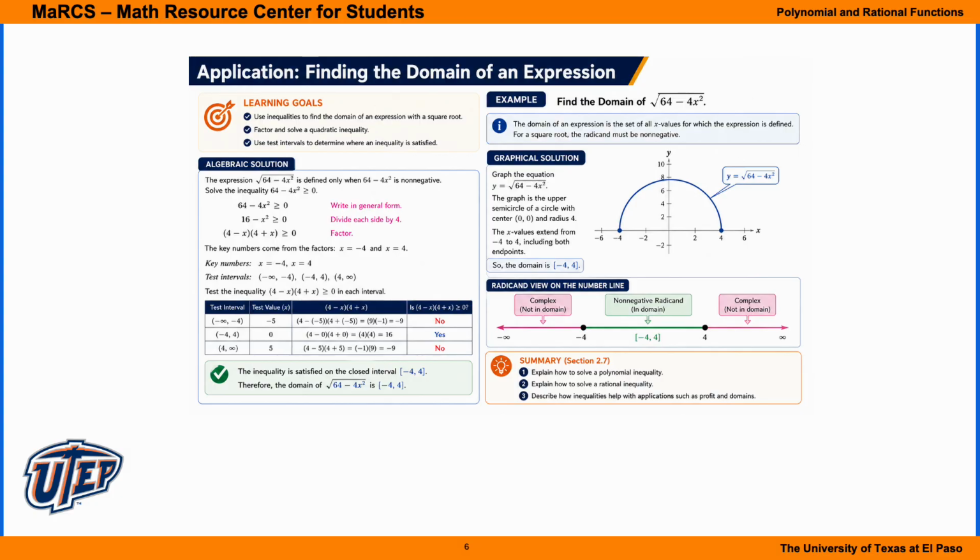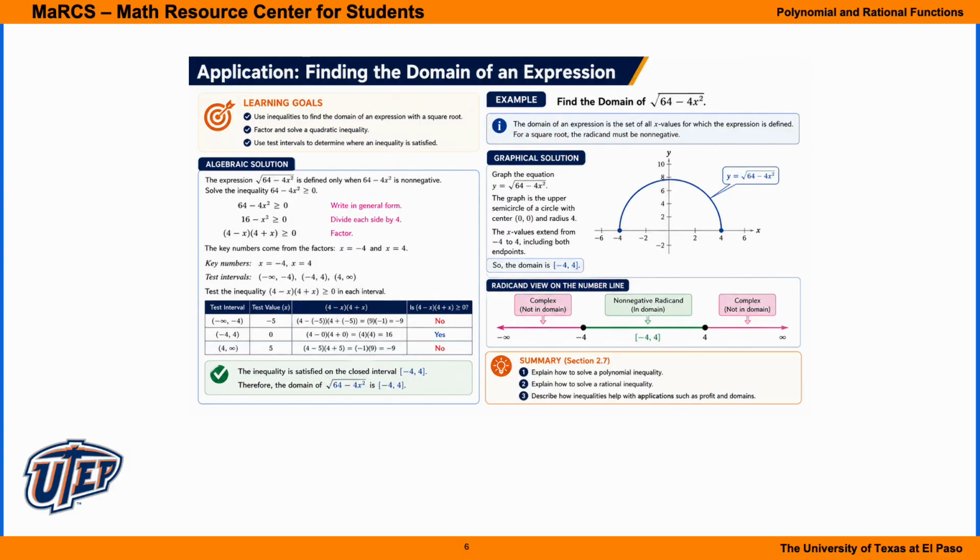So now another application is finding the domain of an expression. So for example, we are told to find the domain of the square root of 64 minus 4x squared. So the domain of an expression is a set of all x values for which the expression is defined. For a square root, the radicand must be non-negative. So the expression, the square root of 64 minus 4x squared, is defined only when 64 minus 4x squared is non-negative. So then we can solve the inequality.